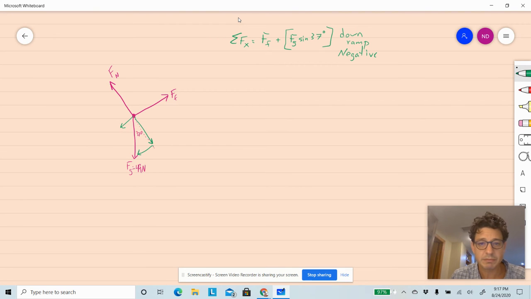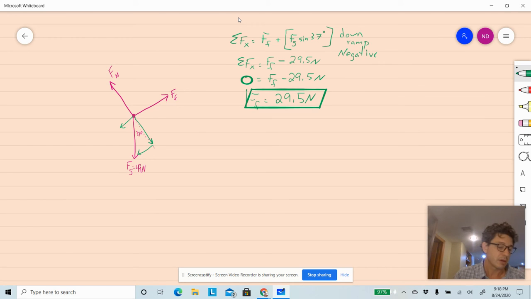So we've got sum of the forces in the x direction equals the force of friction minus, again, because down the ramp is negative, 29.5 newtons. The sum of the forces is not moving up or down the ramp, so 0 equals the force of friction minus 29.5 newtons. And what minus 29.5 equals 0? The force of friction equals 29.5 newtons. All right, so there's our first part of the problem.